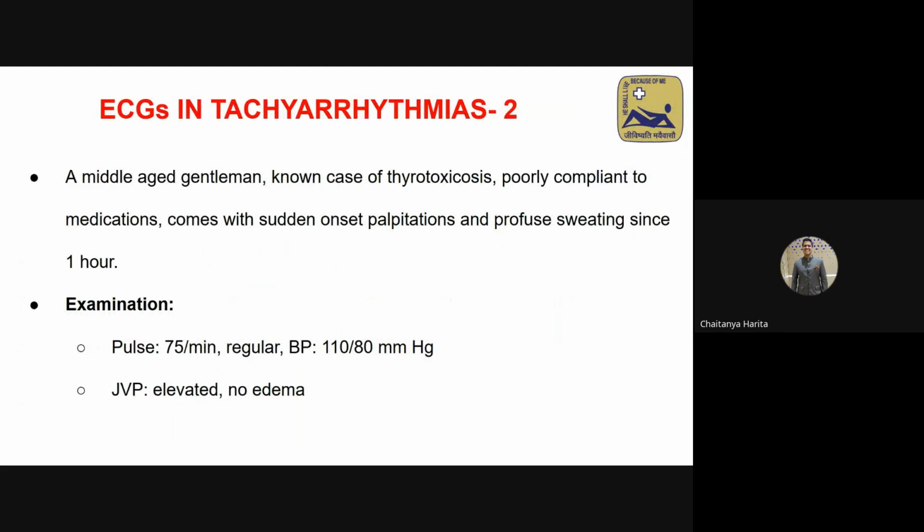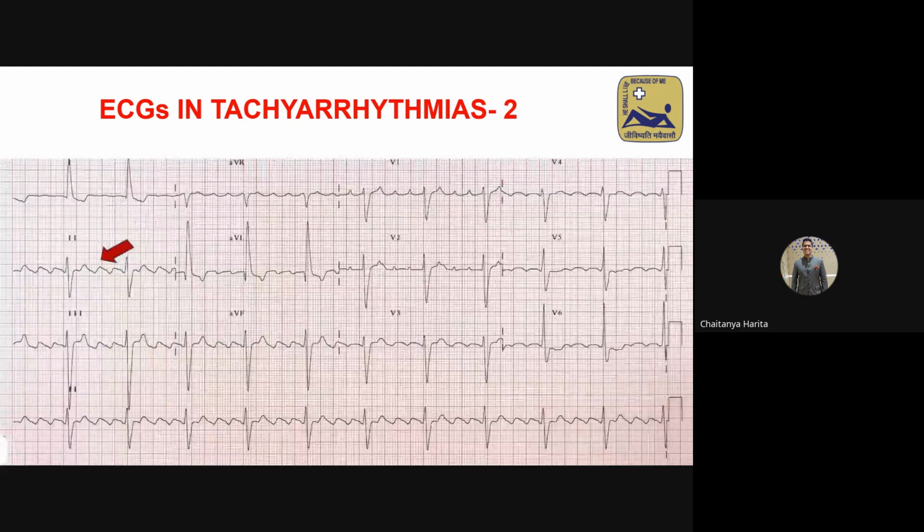So ECG 2: this patient has thyrotoxicosis. He's poorly compliant to his medicines, and he comes to you with 1 hour of sweating and sudden onset palpitations. You check the heart rate, and you find the pulse is 75, regular, BP 110/80. His JVP looks elevated, no edema, but he's not tachycardic. His BP is also quite regular. And then you look at his ECG.